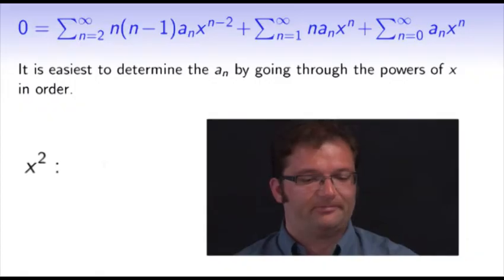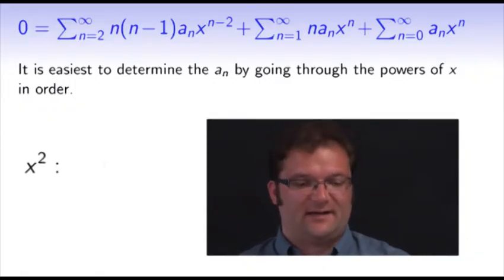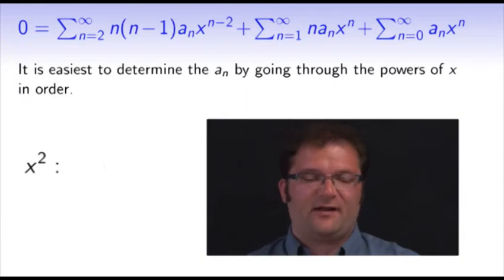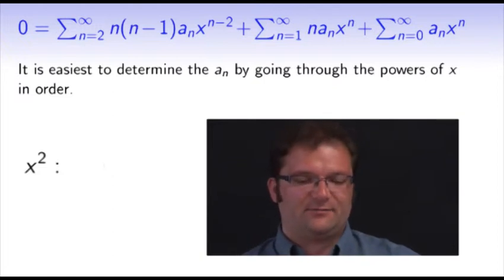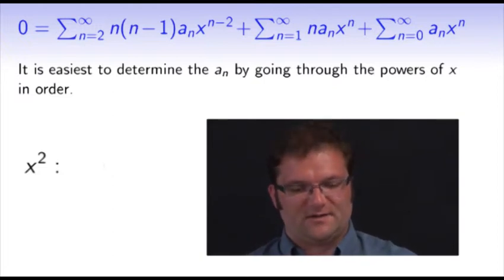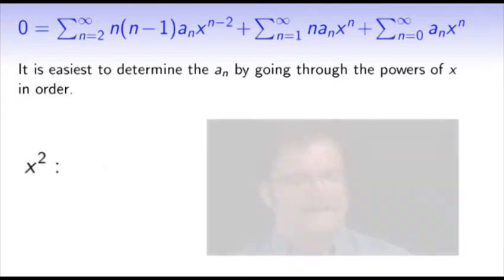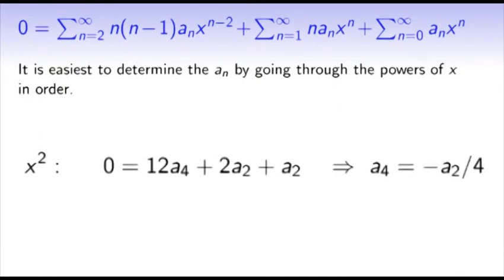And so we go through all of these terms. Maybe let's have a look at one more step. If we look at the x squared terms, then in the sum on the left, we have to set n equal to 4. So we get 4 times 3 times a4 times x squared. For the sum in the middle, we have to set n equal to 2. So we get 2 times a2 times x squared. The sum on the right, we have to set n equal to 2. We get a2 times x squared. So the combined coefficient in front of the x squared is 12a4 plus 2a2 plus a2. Or we can write this as a4 is equal to minus a2 over 4.